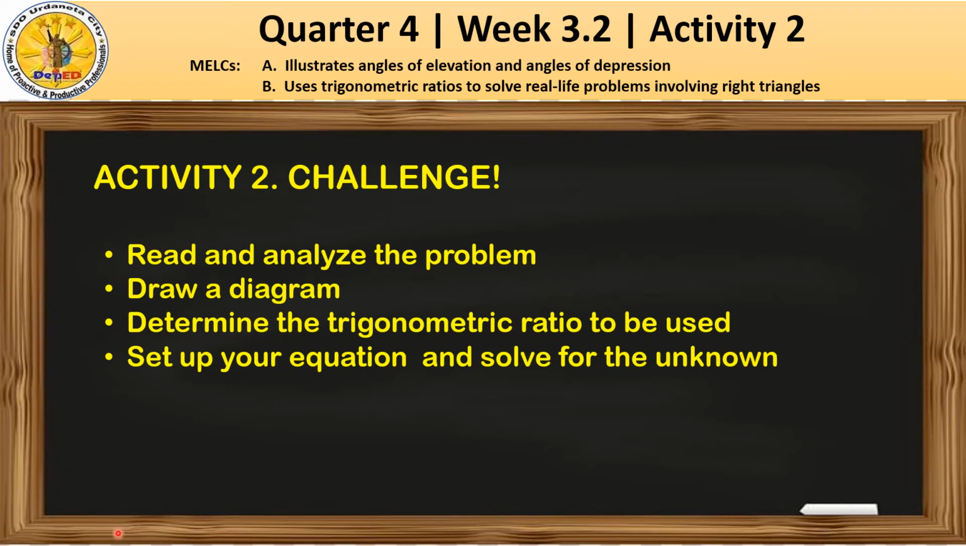For activity 2 challenge, you are going to solve application problems involving right triangles using trigonometric ratios. Before we have examples for activity 2, let's go over the steps on how you're going to solve those mathematics problems. First, read and analyze the problem. Number 2, based from the description on the problem and the given information, draw a diagram. Number 3, determine the trigonometric ratio to be used. It depends if two sides or an angle and a side are given. And the last one is set up your equation and solve for the unknown.